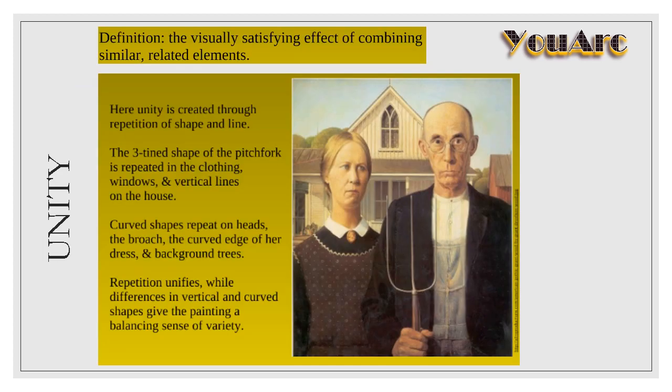Unity is the visually satisfying effect of combining similar, related elements. Here, unity can be created with repetition of shapes or lines. In this example, we can see this three-tined pitchfork shape which is repeated in the cloth, window, and vertical lines of the houses. So it is being repeated, creating unity. The curved shapes are again repeated in the head, the curved surface of her dress, the background, and trees. Again it is creating some unity here. So something getting repeated and creating a unified effect is called unity.